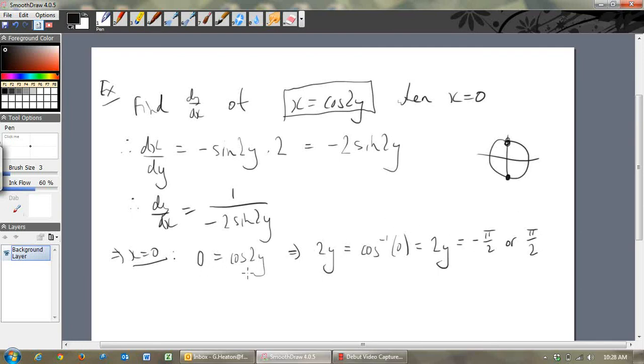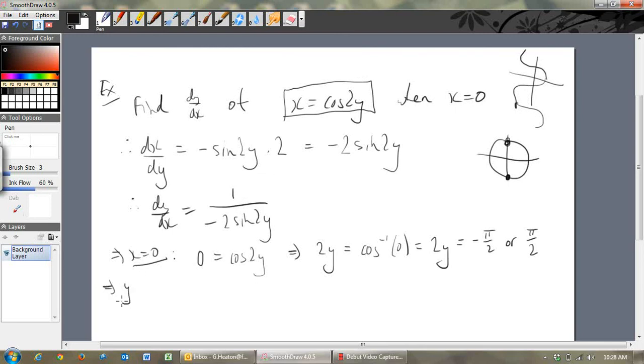If you think about what the graph of this looks like, it will look something like this, going like that. And so we're going to get two different values of y, and so two different derivatives, so we have to check the two points.